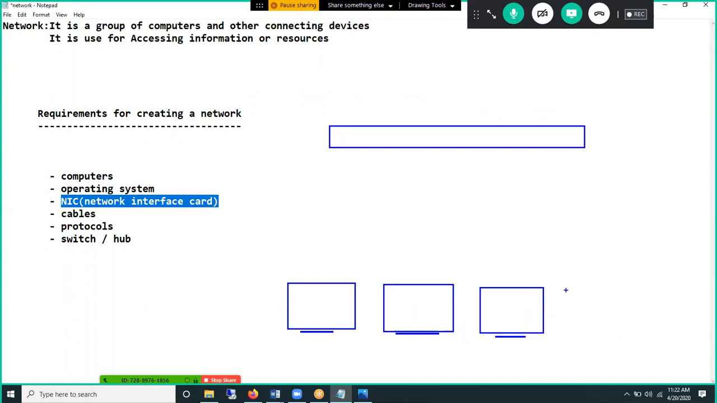Then what about the cable? If the NIC card is used for data transfer, then what about the cable? Then why do we connect the cable?